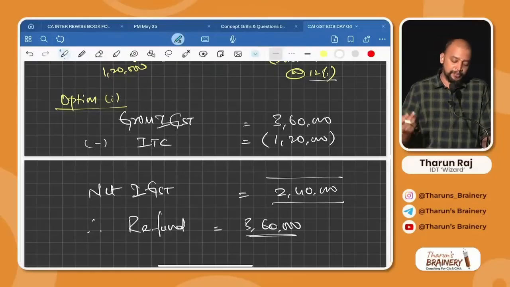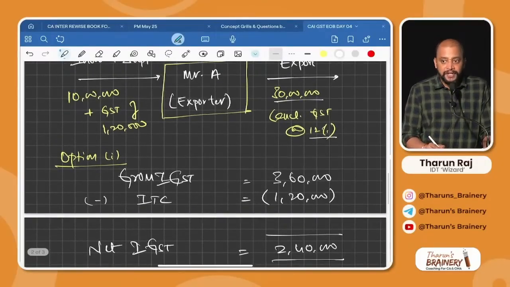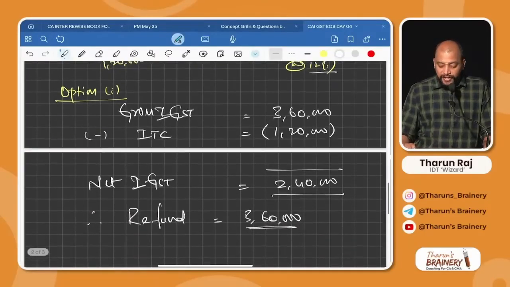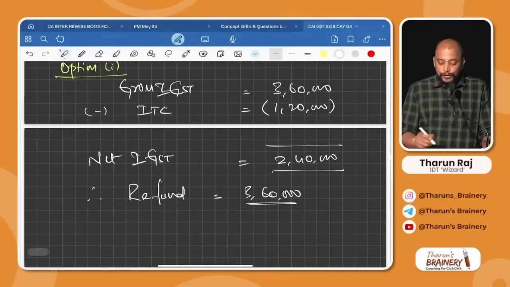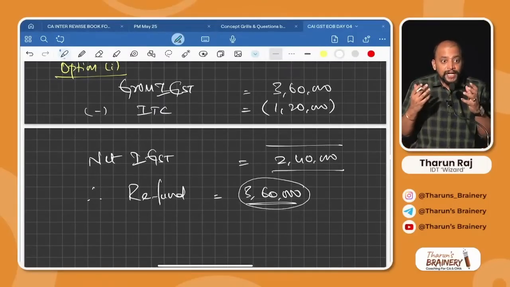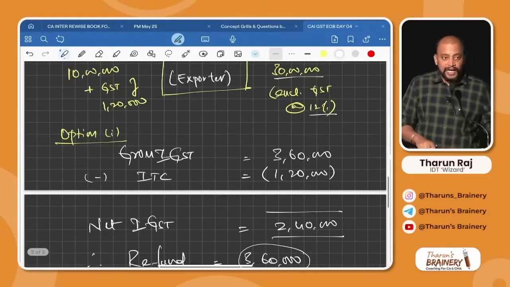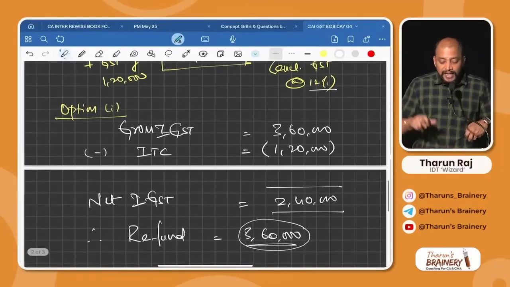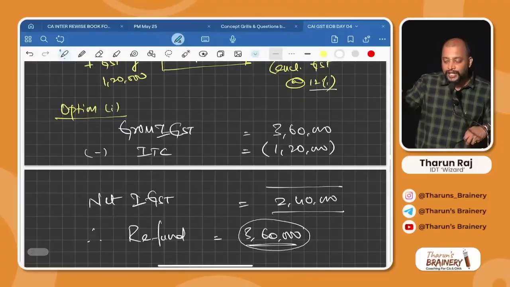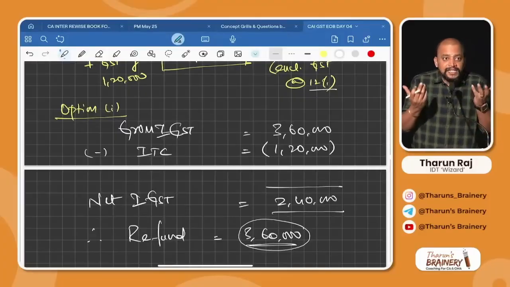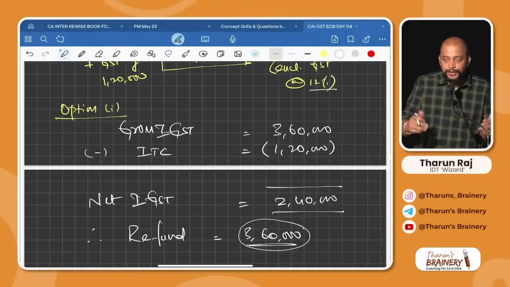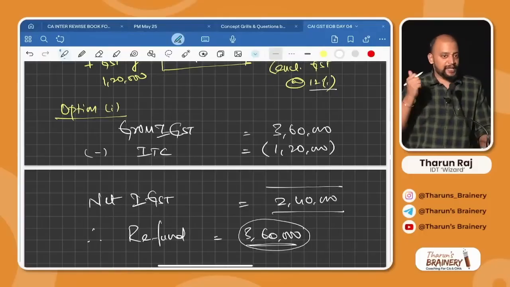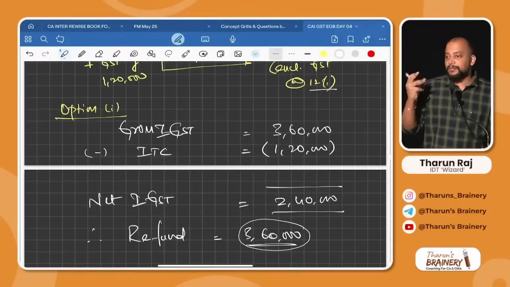What is the logic behind it? Simple. At the time of purchase, they paid 1,20,000. That 1,20,000 also they will get as refund. At the time of export, they are paying 2,40,000. That also they will get as refund. So total 3,60,000. What happened to their burden? At the time of purchase they paid 1,20,000, and got it as refund. At the time of sale they paid 2,40,000, and got that as refund too. What is their tax burden? Zero. That's why it is known as zero rated supplies. Is it clear or not? The burden will become zero.